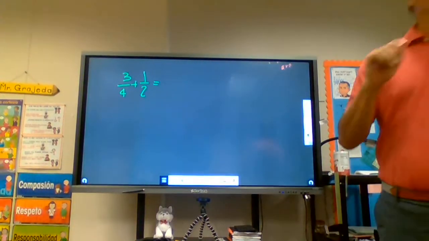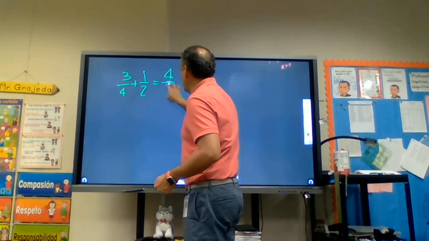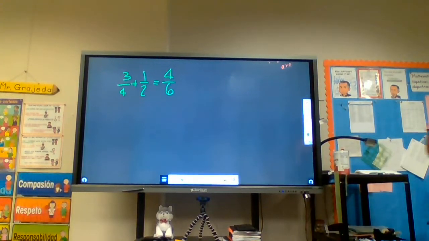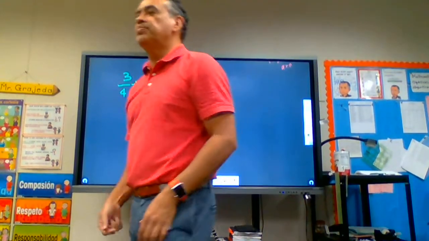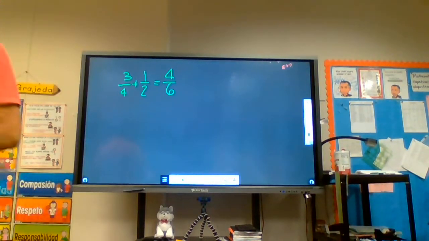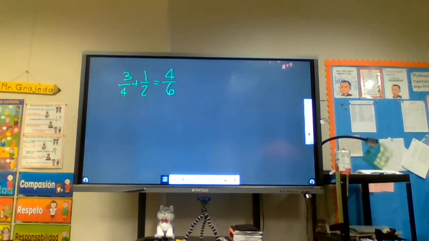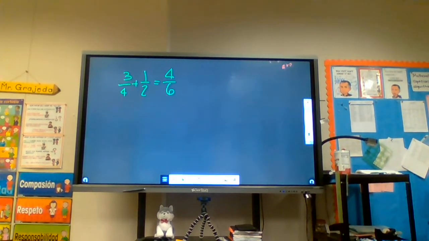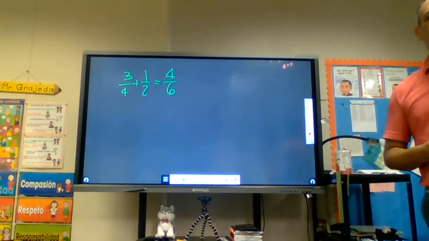Okay, those are good answers. Can I do this? My answer is 4/6. No, you can't. Turn around and talk to your neighbors. Because the denominator is bigger than the numerator, and the bottom one always stays the same. It has to stay the same if both of the denominators are the same. But if they're different, you have to add them.